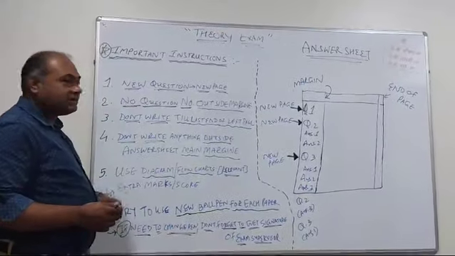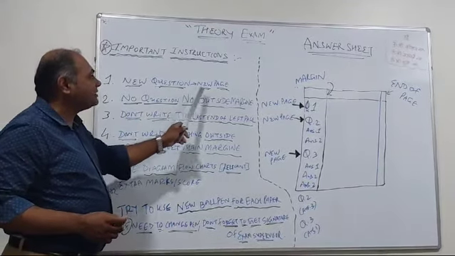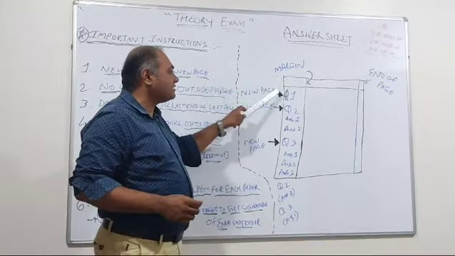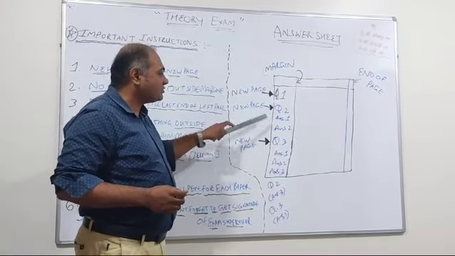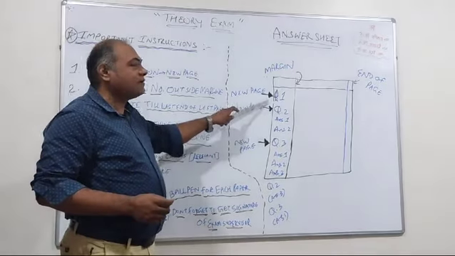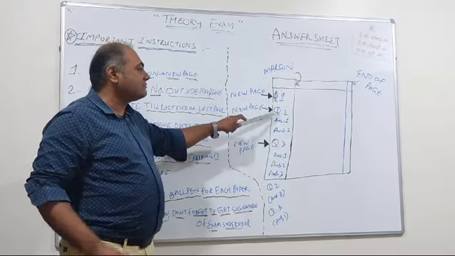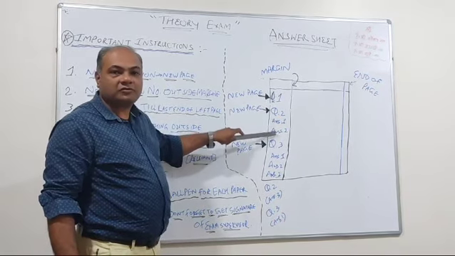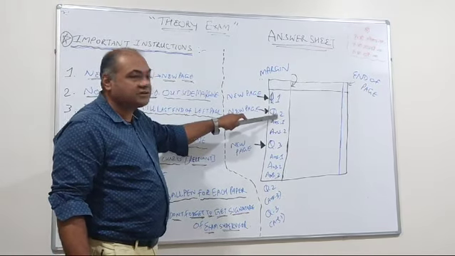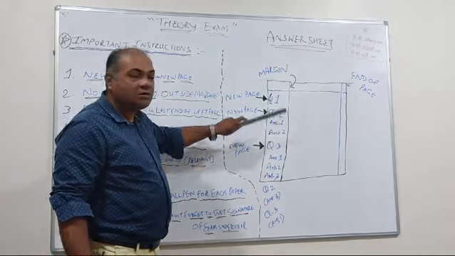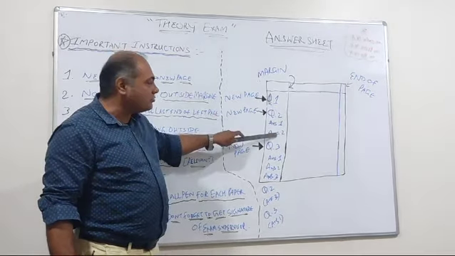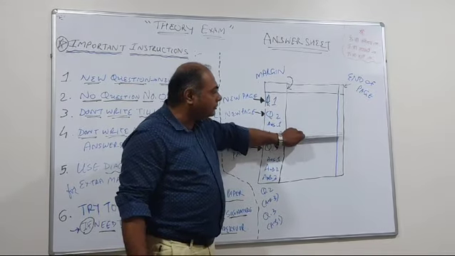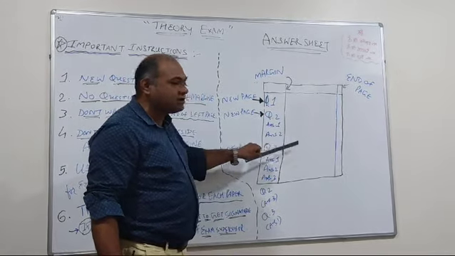The first point: new questions always start on a new page. This is about the main question. If you have question number 1, question number 2, question number 3, and question number 1 ends, then you should start question number 2 on a new page. But sub-questions of question number 2, like answer number 1 and answer number 2, you can write continuously. If answer number 1 ends here, after 2-3 lines you can start answer number 2.